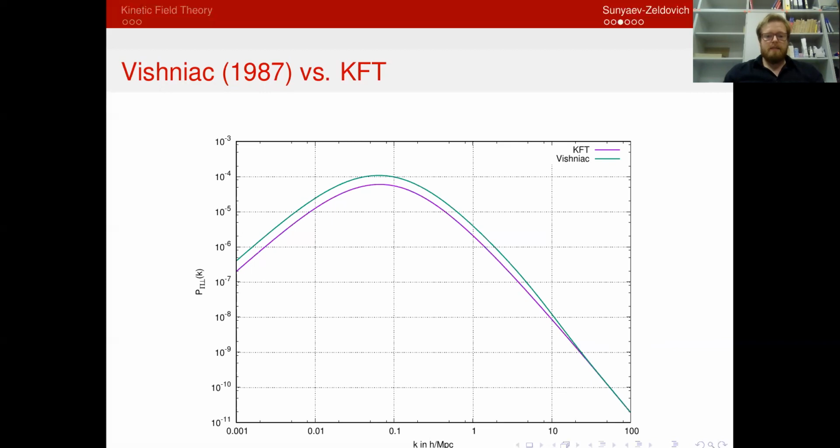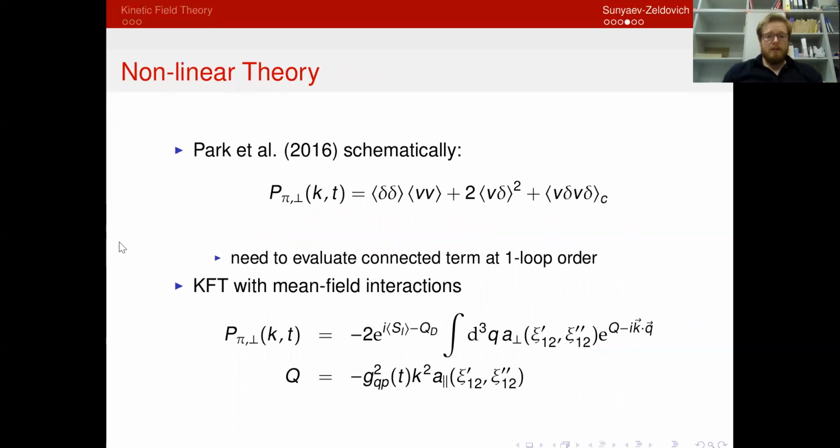Otherwise, the dependence on the wave vector right here is the same. It is k squared, as we expect from momentum conservation. Going to nonlinear theory, we compare with Park et al. 2016, who schematically did the following. They used Wick's theorem to write the power spectrum into terms that are products of 2-point correlations and another term that is the connected 4-point correlation.